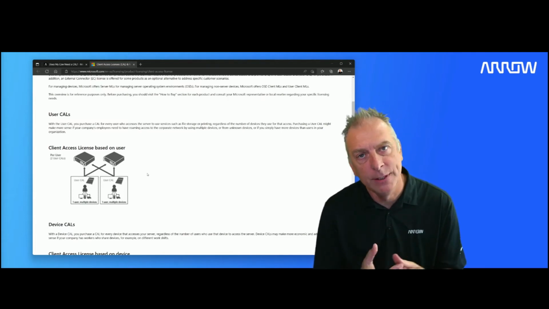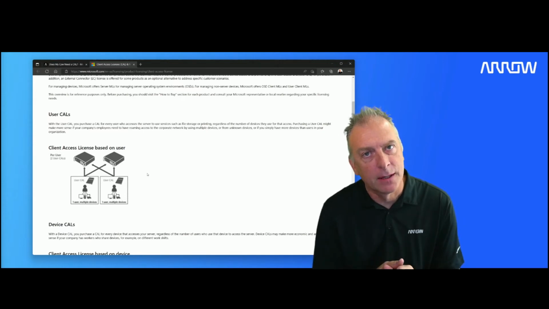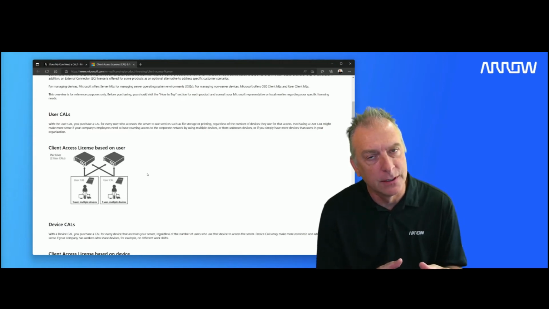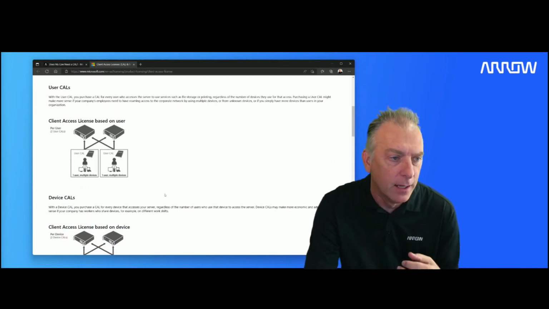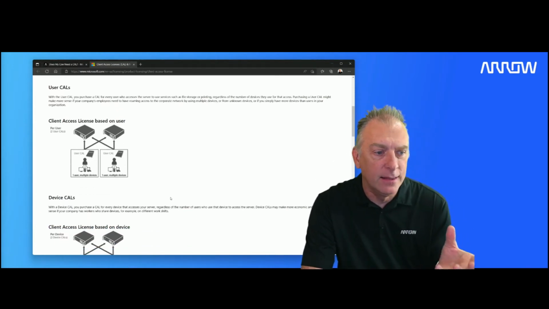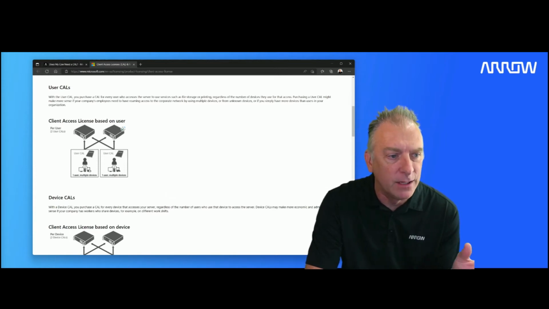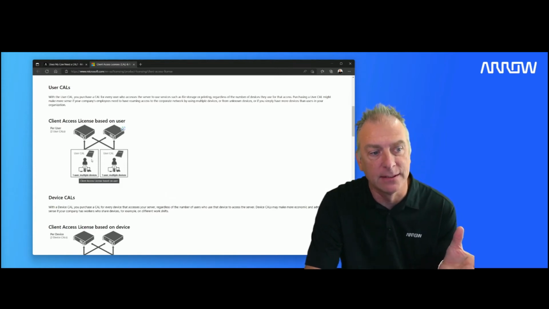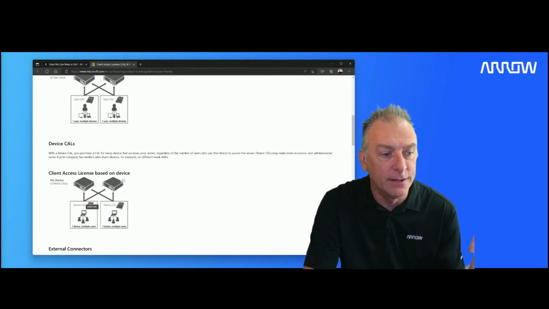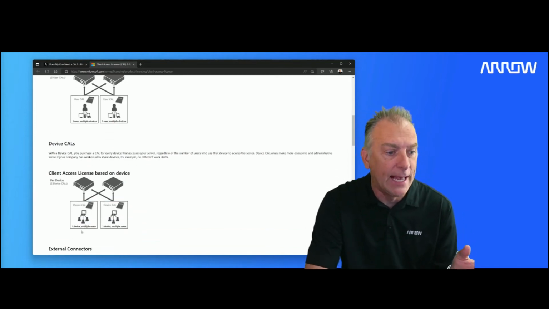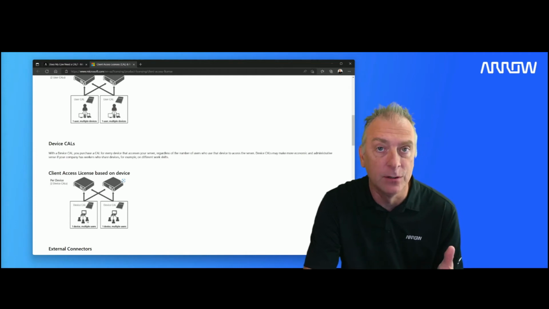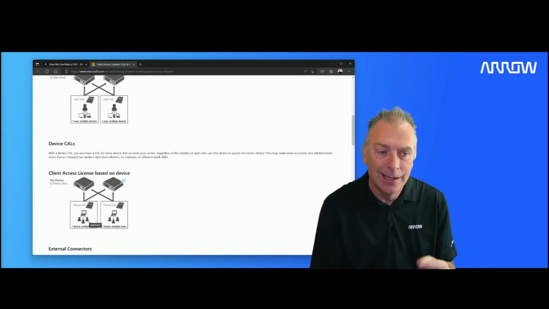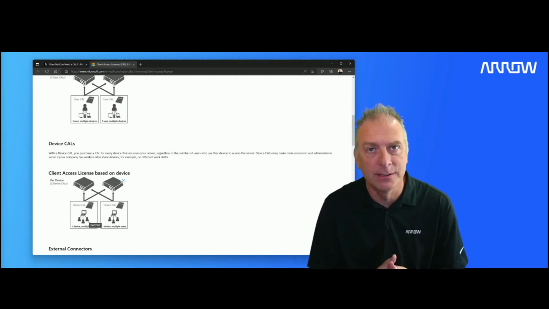And in fact, we recently had a customer that was confused by this page, and I want to point that out and talk about it. But they simplify it by saying you would buy a user cow if you have a user that wants to access multiple devices, and you would buy a device cow if you had one device that was going to be used by multiple users. And that makes it pretty simple.